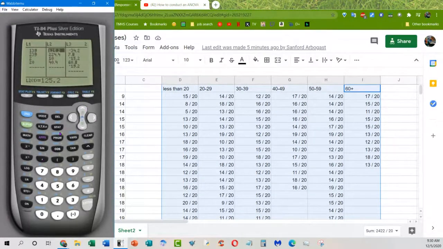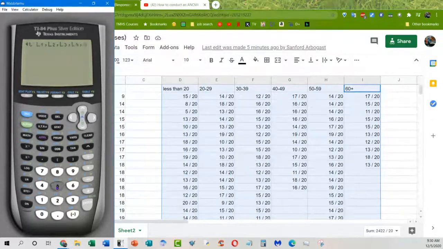I'm going to just clear all this out. So stat, clear lists, list one, comma, list two, comma, list three, comma, list four, comma, list five, comma, list six. Unfortunately, there's no way to clear them all out at one time, so you have to do that.